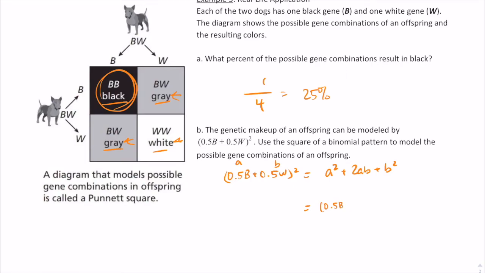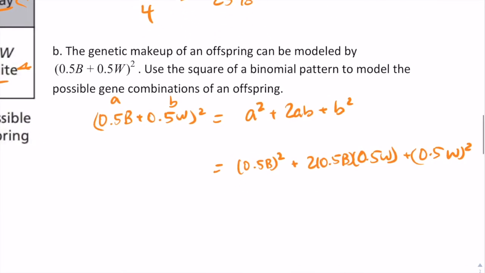0.5b squared plus 2 times 0.5b, 0.5w plus 0.5w squared. Okay, so take a look at what I did. I did a is 0.5b, b is 0.5w, and I'm multiplying all of these out. All I did here, I put in these values. Here is 0.5, here is 0.5b and w, and I'm squaring those out.